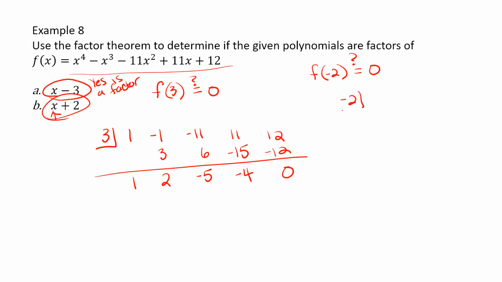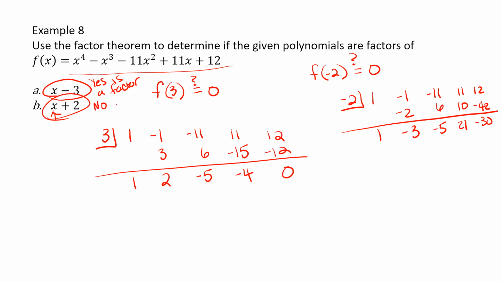Put negative 2 in the bracket, put the coefficients 1, negative 11, 11, and 12. Do the synthetic division, bring down the 1. 1 times negative 2 is negative 2, add it up. Negative 2 times negative 3 is 6, negative 5. Negative 5 times negative 2 is 10, 21. And 21 times negative 2 is negative 42, so no, that's not 0. That is negative 30, so no, x plus 2 is not a factor of this polynomial.